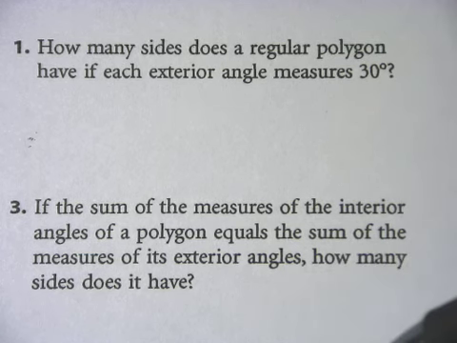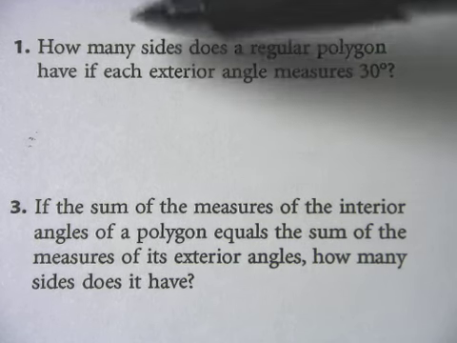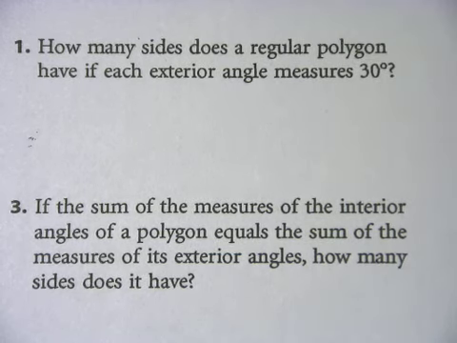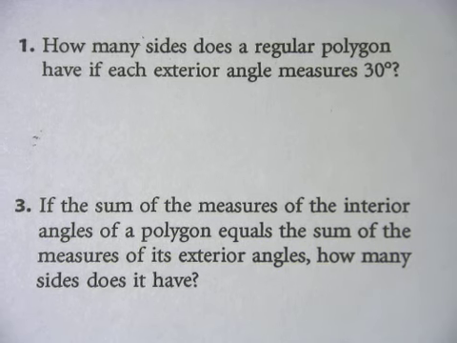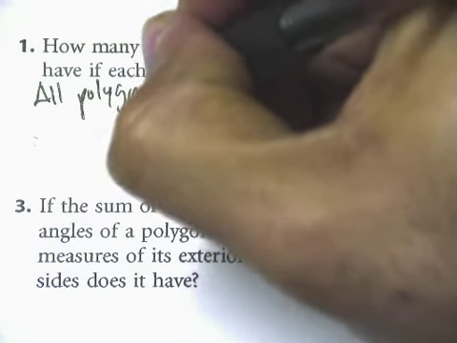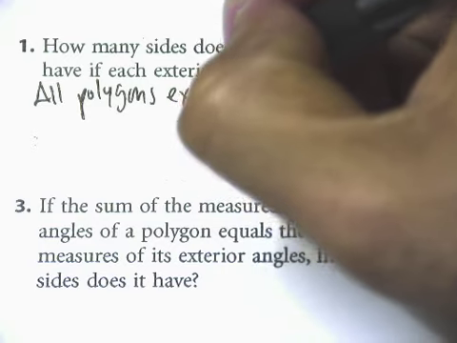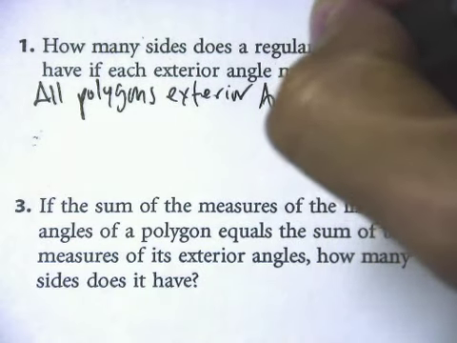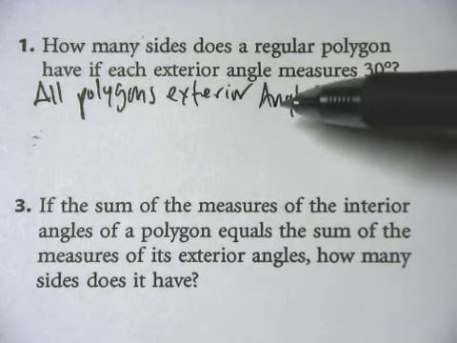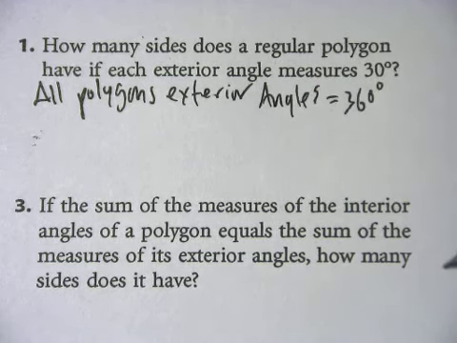Okay, so question number one, we're doing questions 1 through 8 on page 33. Question number one asks, how many sides does a regular polygon have if each exterior angle measures 30 degrees? Well, you don't have to skip this question. You know that all polygons have exterior angles that add up to 360 degrees.